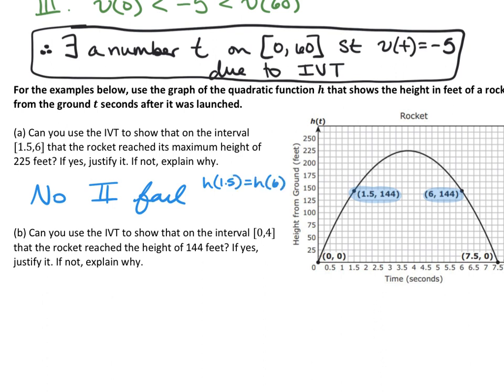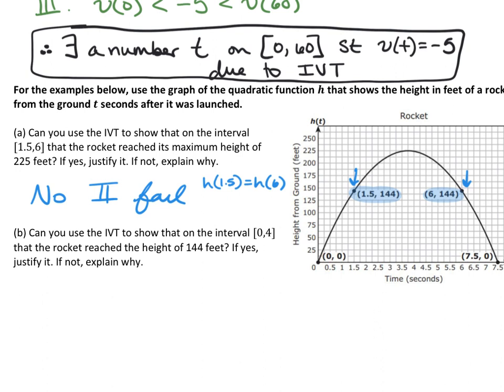So even though I have the graph, and I can obviously see that the rocket's going to reach its maximum height in between those two numbers, I can't use IVT to tell that, because the only thing I know about IVT is at the beginning, it's at 144, and at the end, it's at 144. Does it go up? Does it go down? Does it stay in the middle? Because we're only using IVT, we can't prove it. Does that make sense why we can't use that? Okay, even though it's continuous, part 2 fails.